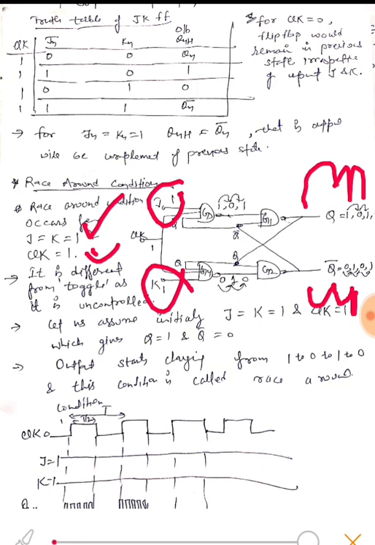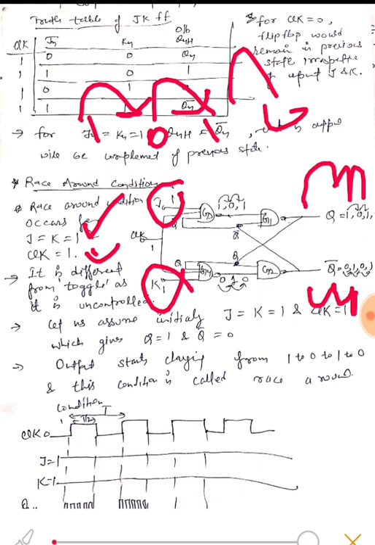So it is a different thing from toggling. Toggling we will see in the toggle flip-flop. We can correct this race around condition also. We will see in the next lecture how to correct this race around condition. So what is race around condition? If we provide both the inputs J and K equal to 1, then Q and Q bar will start racing around from 1 to 0 and 0 to 1, 1 to 0 in the same clock.